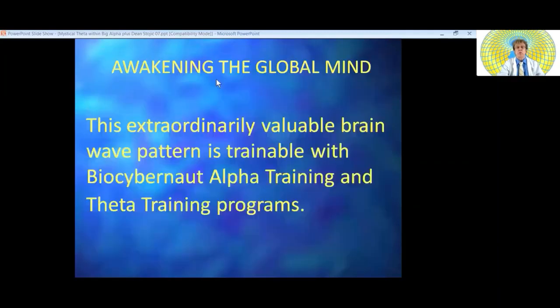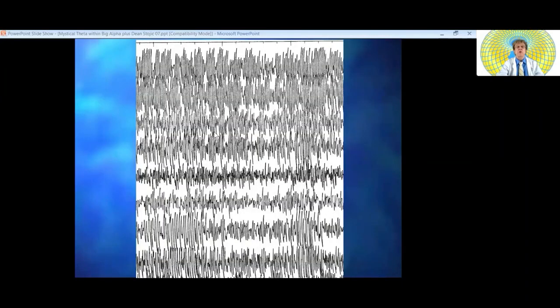So this guy has huge frontal theta, amplitudes maybe even bigger than his occipital alpha, which is exceedingly unusual. Many people's theta is only 10 or 20% as big as their alpha. But this guy, the theta is gigantic. The alpha is also very big. And so with the theta waves, he can pull information out of the Akashic Records, and then with his alpha, he can creatively apply it into solving real-world problems. This extraordinarily valuable brainwave pattern is trainable with Biocybernaut Alpha training and Theta training programs. Again, we can see big occipital alpha and big frontal theta. We'll show you a few more snapshots.